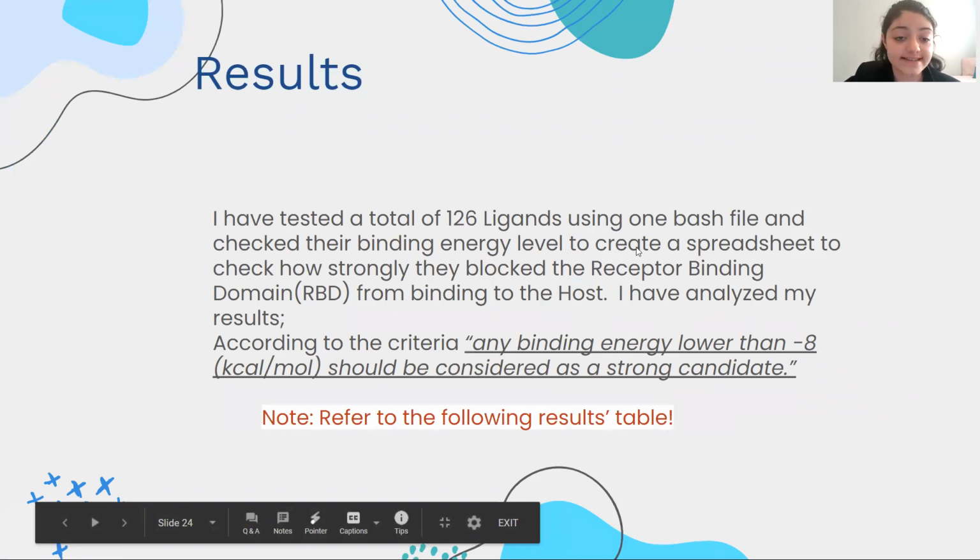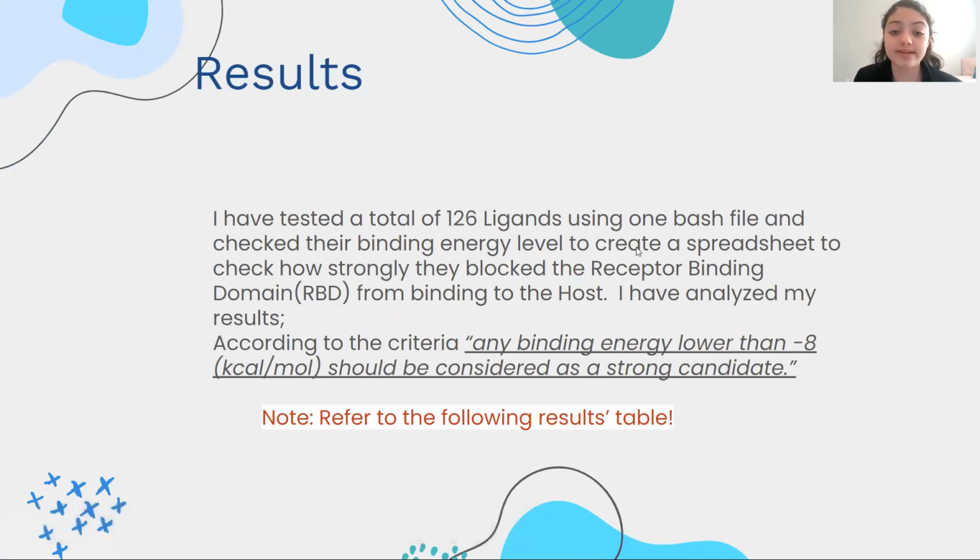And finally, my results. I tested a total of 126 ligands since the end of October and used one batch file and checked their binding energy level to create a spreadsheet to check how strongly they blocked the receptor binding domain from binding to the host. I analyzed my results according to the following criteria. Any binding energy lower than negative 8 kcal per mole should be considered a strong candidate. Refer to the following result tables.